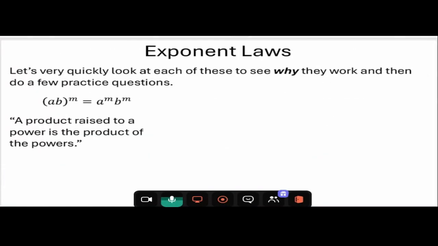Okay, so we got one more we're going to do right now, I think, or maybe two, I can't remember.